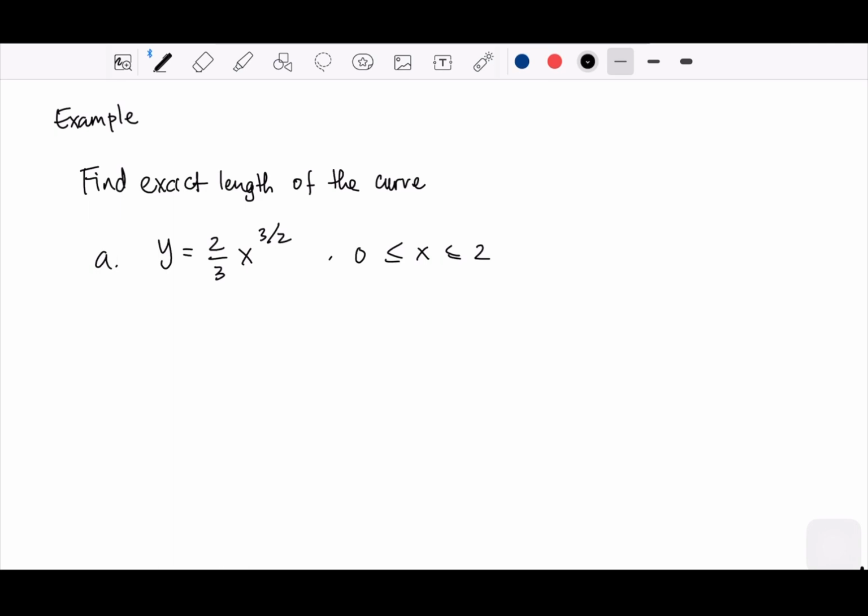Okay, the other one is y equals x cubed over 3 plus 1 over 4x, from 1 to 2. Okay, 2 questions.